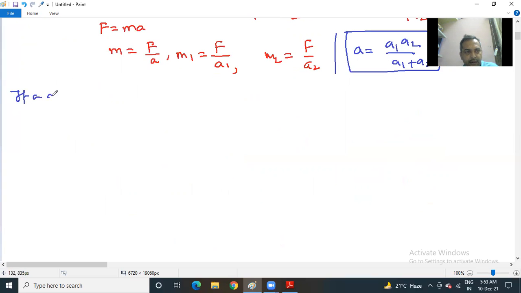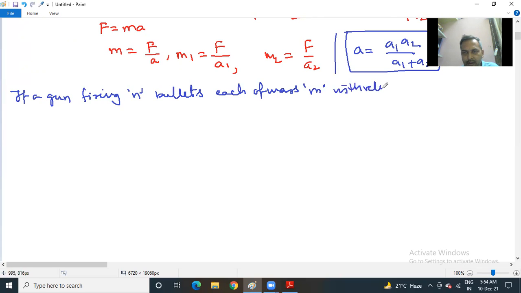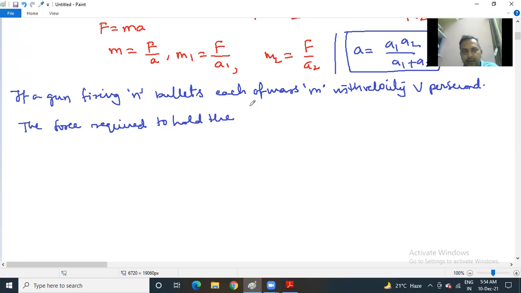If a gun firing n bullets, each of mass m, with velocity v per second, the force required to hold the gun is. So there will also be numerical based on this.